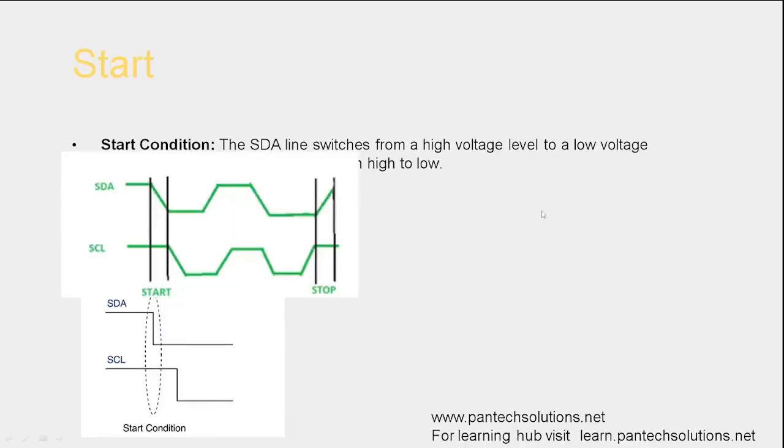First I'll show you how it works. You have the start condition and stop condition. When the SDA line goes from high to low while SCL is high, this condition is called the start condition. The stop condition is when SDA goes from low to high while SCL is high.